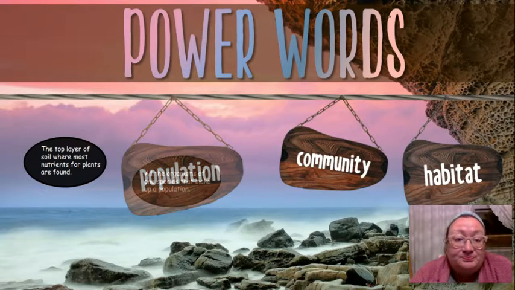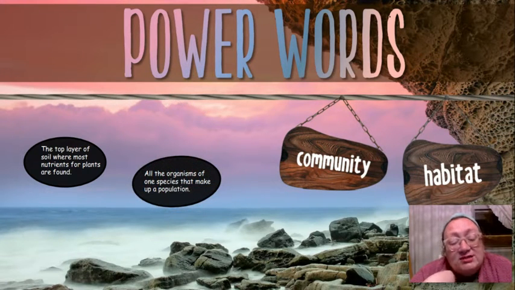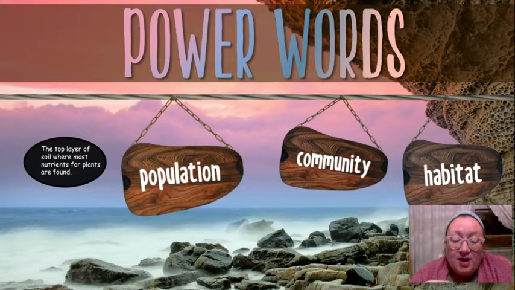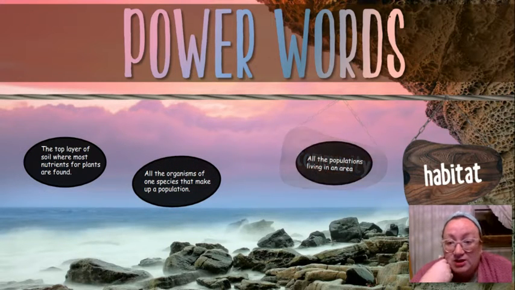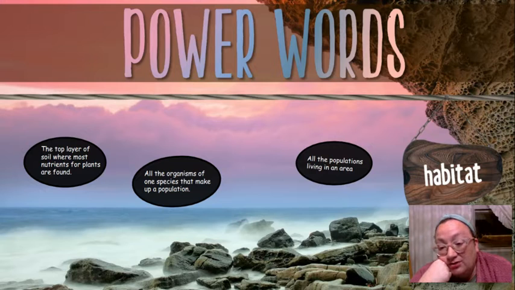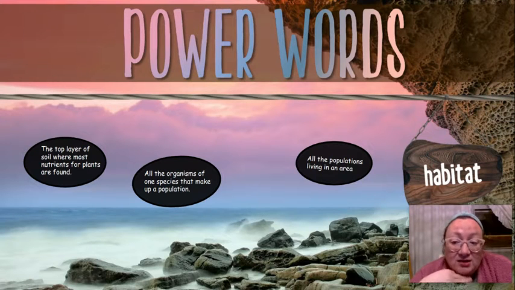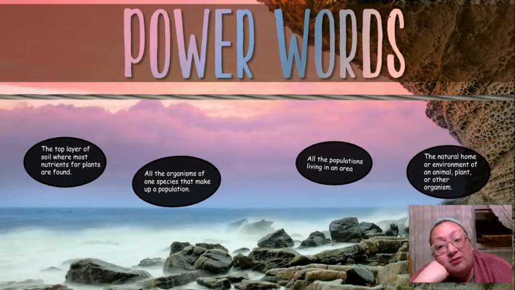A population, that's all the organisms of one species that make up a population. So if I go into my garden and I notice that there are a certain type of butterfly, that would be the population. Now, that organism of that one species is going to work together in the community of my garden ecosystem, which is all the populations living in the area. So the birds and the plants, all of them working together. And a habitat is the natural home or environment of an animal, plant, or other organism. It's where it likes to be.